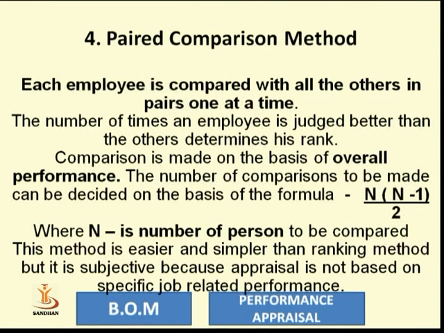The number of comparisons to be made can be decided on the basis of the formula, as we know, n into n minus 1 divided by 2, wherein n is the number of persons to be compared. This method is easier and simpler than the ranking method, but it is subjective because appraisal is not based on specific job related performance.